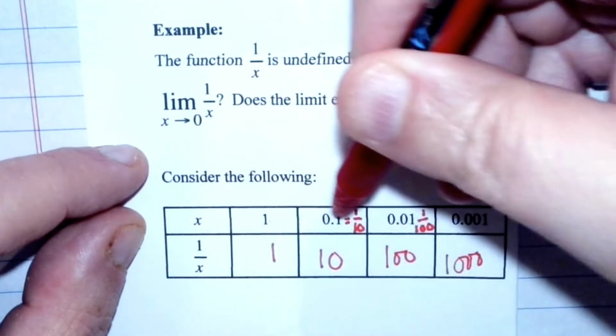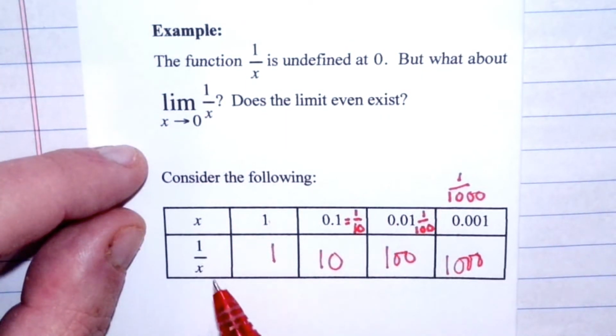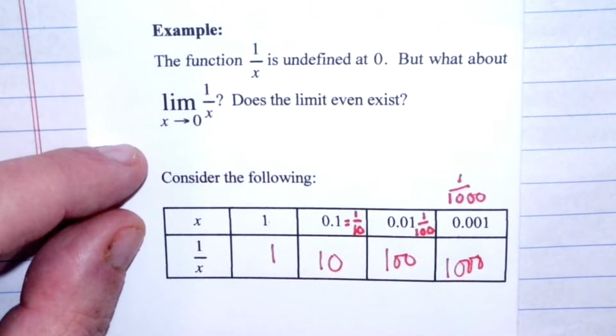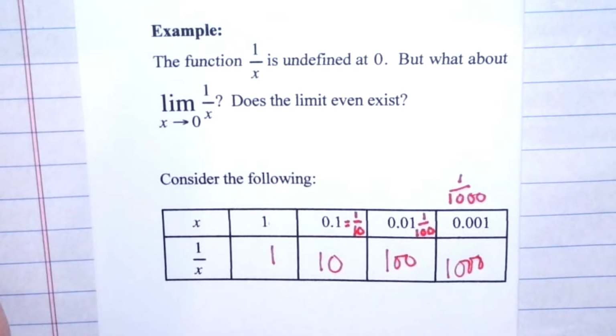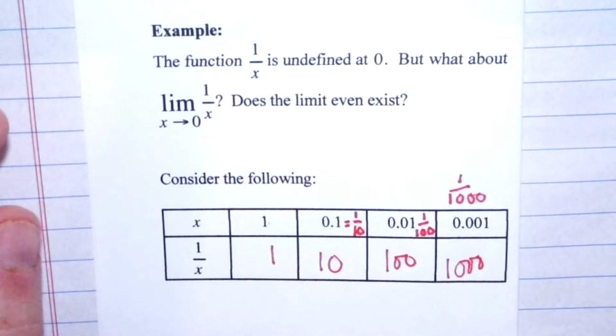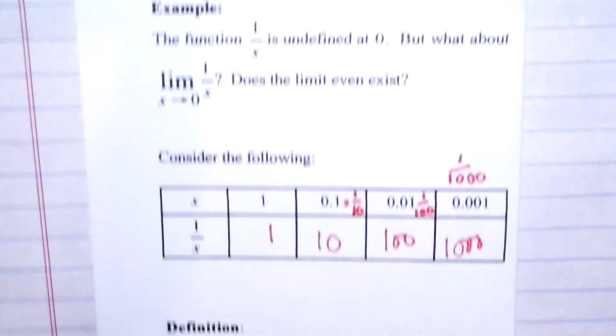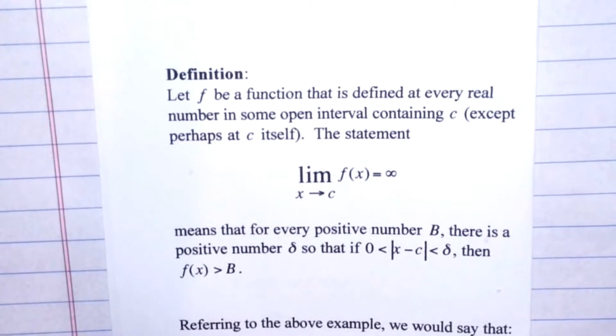So as x gets closer and closer to 0, you see that what's happening to the y value, the f of x value, is that it's getting much larger. In fact, my guess is that it would not tax your imagination to believe that we could make 1 over x as big as we wanted just by choosing x sufficiently close to 0. For instance, if we chose x to be 1 over 1 million, then f of x would be 1 million. Alright, so this brings us to the definition of an infinite limit.